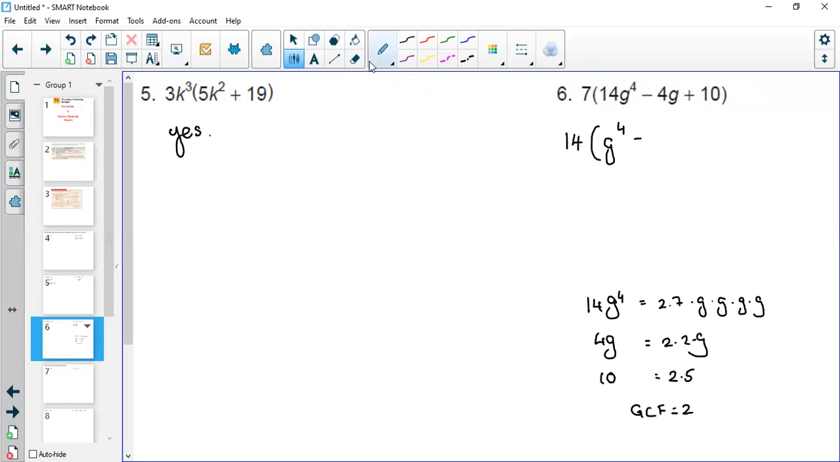Oops, why did I write 14? We got the GCF as 2, right? So let this 7 be here. Anyhow, we are going to multiply that with the 2. So this is going to be g to the power of 4. And this is going to be 2g plus 5. Now you multiply this 2. So your factorization will be like that.